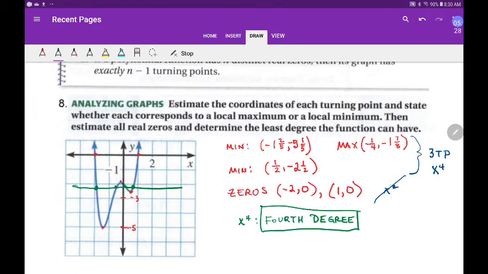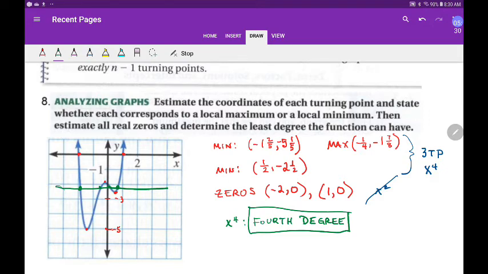I think, is that all they wanted? Yes. We identified whether they were local maximums, minimums, the least degree the function can have. We estimated the zeros. Well, that was the only clear thing on this graph, I think. And that's it.